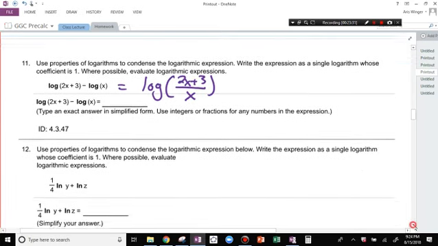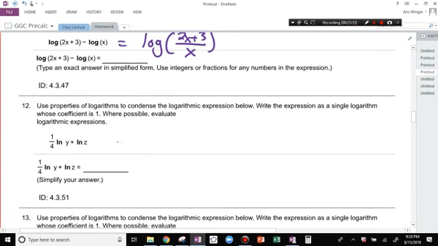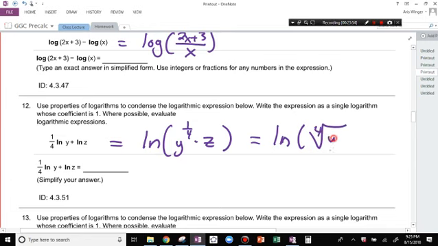I think that my MATLAB has a root button. I don't think you need to use it. Natural log of the product of 2 things, y to the 1/4 times z. You don't need to write the times symbol. So 1/4. You could find that root symbol if you want and write the natural log of the 4th root of y, z. But nobody wants to do that. Addition turns into multiplication.